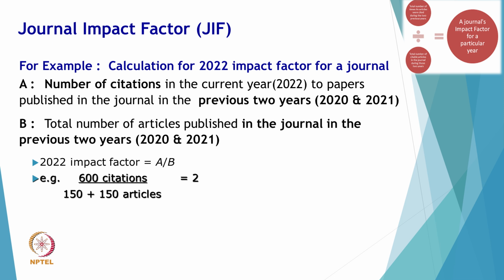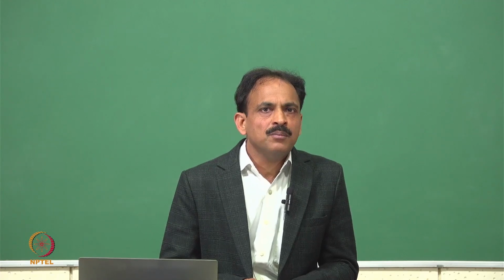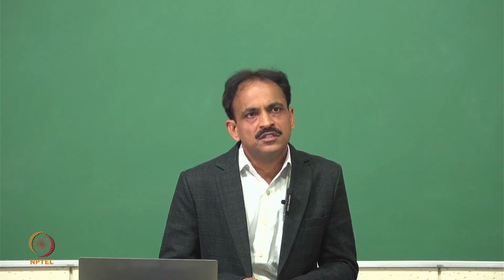You have to divide those things by the total number of articles published in the journal in the previous 2 years, that is 2020 and 2021. So the formula is very simple: just divide the total number of citations by the total number of articles published in the last 2 years. So you should never directly compare the journal impact factor of two journals with different subject disciplines.